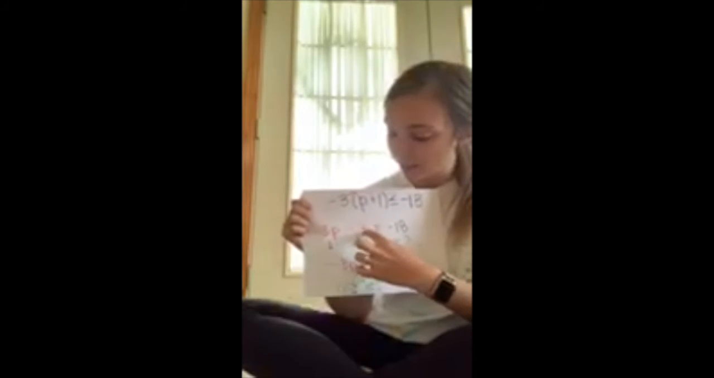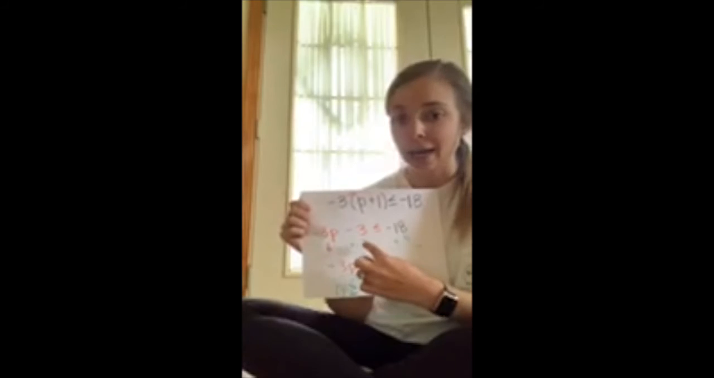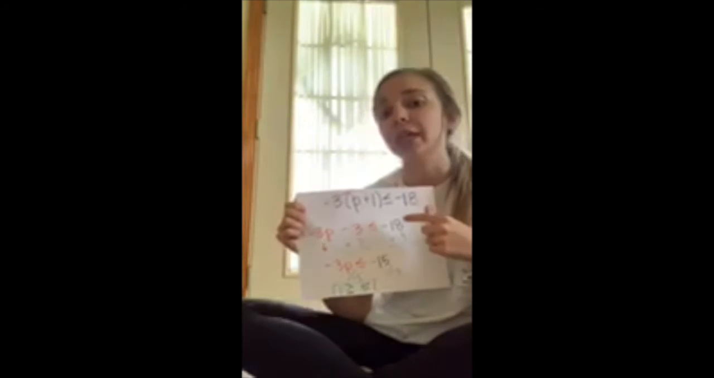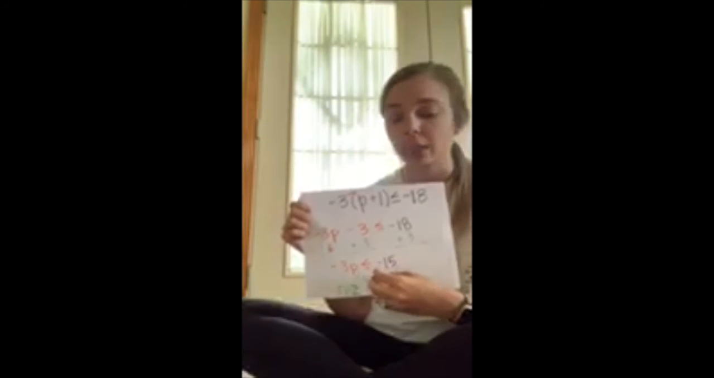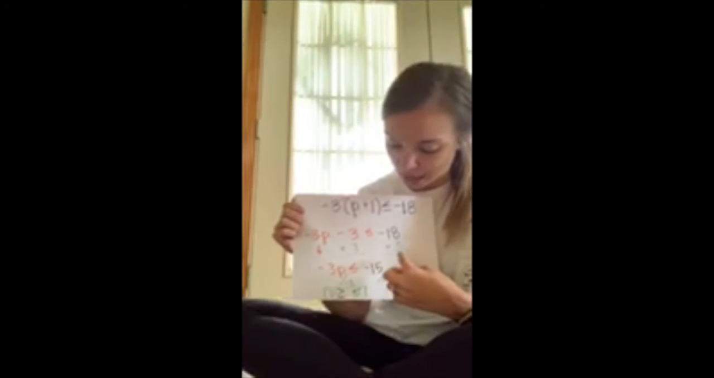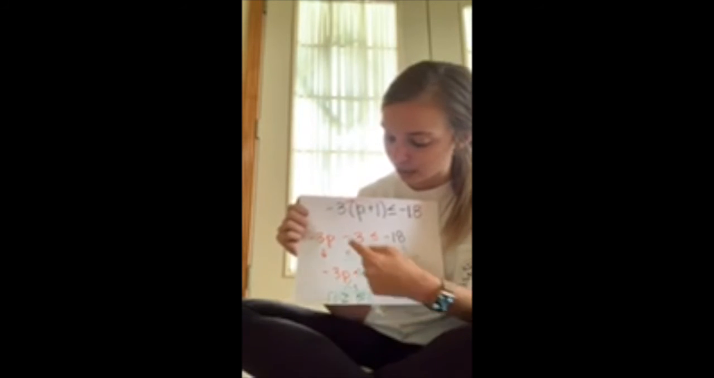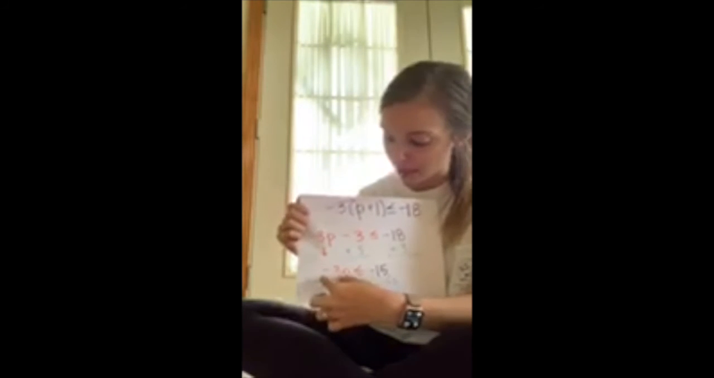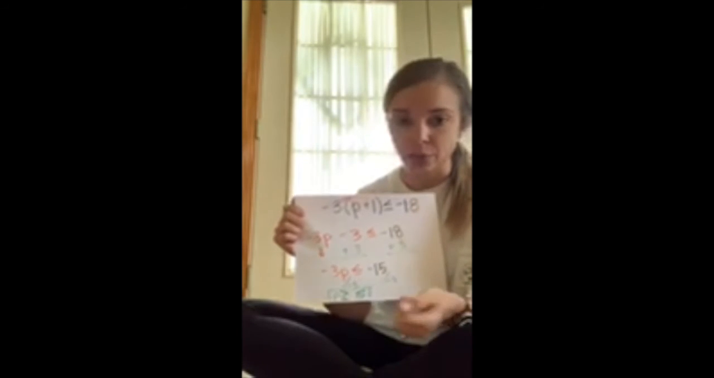So we have a negative 3, and we're going to undo that subtraction with addition. So we're going to add 3 to cancel out the negative 3, and then we're also going to add 3 to the other side of this inequality here. And so if we add 3 to negative 18, we're going to get negative 15, and these cancel out. We're going to bring the rest down. So we're going to bring down negative 3p, and we're going to bring down our less than or equal to.